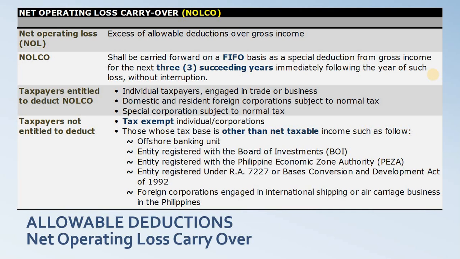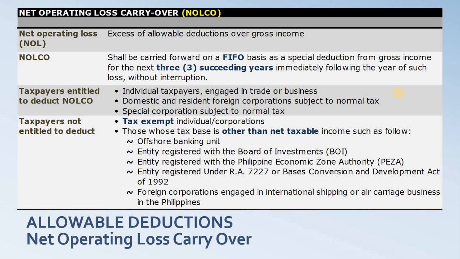And who are the taxpayers that can deduct NOLCO against their gross income? Of course, these taxpayers are all engaged in business. So individual taxpayers engaged in trade or business, domestic and resident foreign corporations subject to normal tax. The non-resident foreign corporation is not part of the taxpayers entitled to deduct NOLCO because non-resident foreign corporations are not being taxed at their net taxable income. They are being taxed at gross income and they are not engaged in trade or business in the Philippines. So that is why they are not entitled to deduct NOLCO.